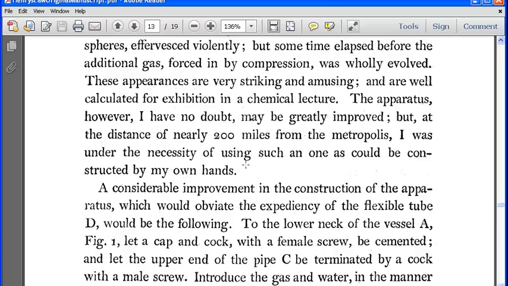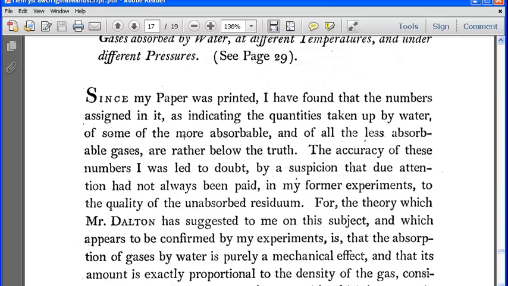And here's another interesting thing. Since my paper was printed, I have found the numbers assigned to it, etc., are rather below the truth. So that's an unusual thing to write in a paper. Nowadays, can you imagine some researcher, after presenting some data, then saying in an appendix, oh, by the way, those numbers I just presented are rather below the truth. That's sort of interesting. Anyway, I'll post this paper on Blackboard in case you're interested in reading about it.